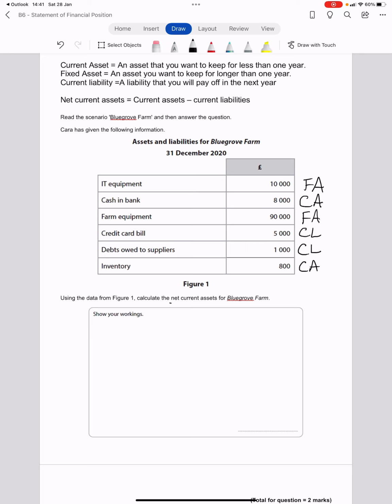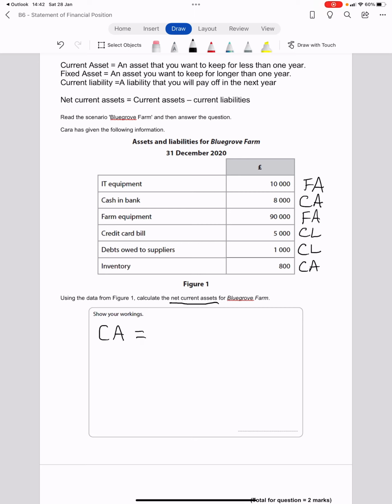Okay, so net current assets then is what we're being asked to calculate for this question, using the data from the table. Because we've just characterised all of these different assets and liabilities as either fixed asset, current asset, or current liability, we know from the top here that net current assets is equal to current assets minus current liabilities. So what we need to do is first start by totaling up all of the current assets. So current assets, CA.